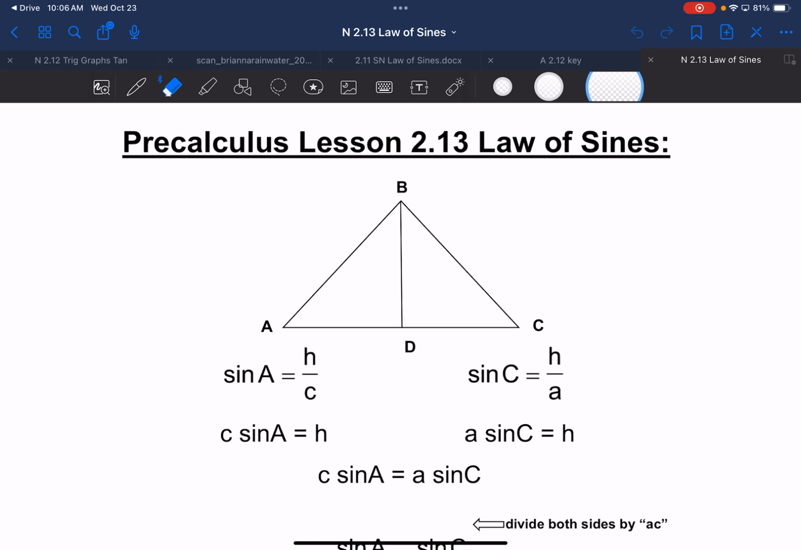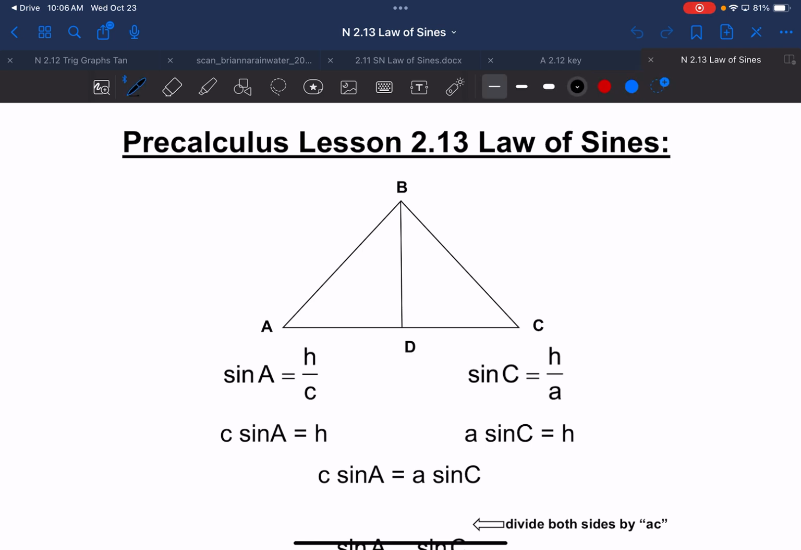Today, we're going to use law of sines. Law of sines can help us find missing sides and missing angles, but not just for right triangles, for any type of triangle. It does not have to have a right angle in it in order to use this method. First they explain to us where it comes from.